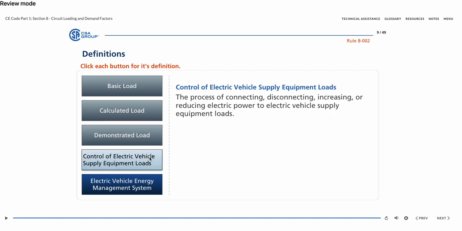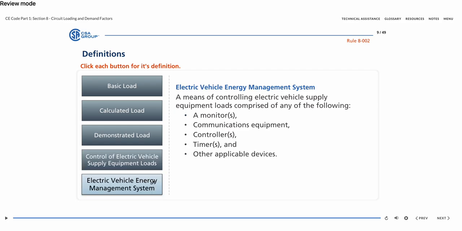Control of electric vehicle supply equipment loads is the process of connecting, disconnecting, increasing, or reducing electric power to electric vehicle supply equipment loads. Electric Vehicle Energy Management System is a means of controlling electric vehicle supply equipment loads comprised of any of the following: a monitor or monitors, communication equipment, controller or controllers, timer or timers, and other applicable devices.